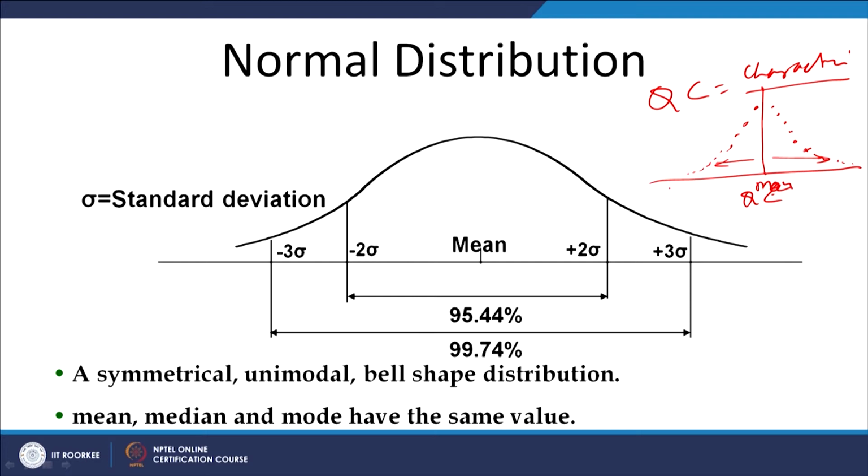So, here this is the average value, and here we have the lower value of the quality characteristic on this side, and on this side we have the higher value of the quality characteristic. Of course, we will be accepting the product up to a certain lower value and up to a certain higher value, and that is what is identified as the lower value or the higher or upper value of the acceptable characteristic.